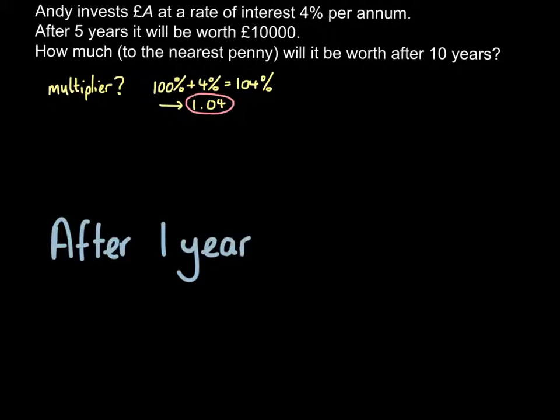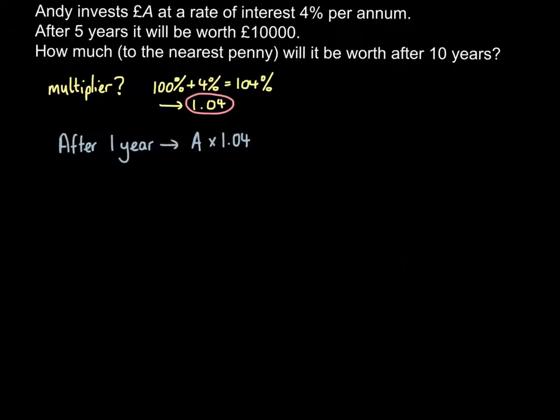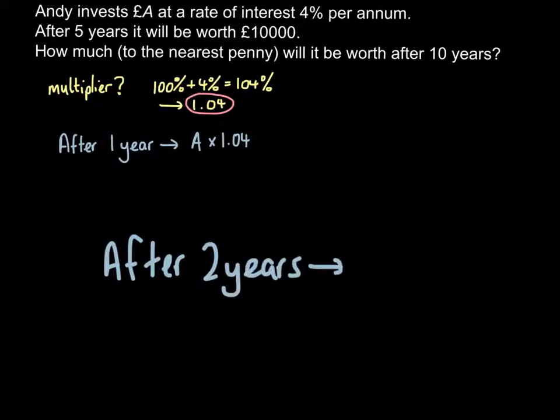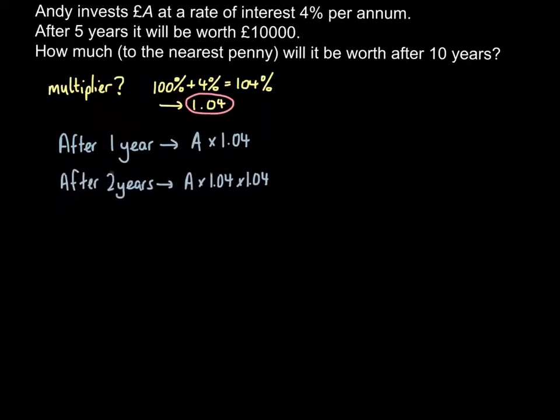Before we jump straight into this, I just want to look at how the pattern would build up. You'll see why now. After 1 year, Andy would have had his investment of £A in the bank, and then that would be increased by 4%. So after 1 year, he'd have A multiplied by 1.04 in his bank account. After 2 years, he'd have the A multiplied by 1.04 that he has after the first year, and then that would be increased by 1.04 as well. So after 2 years, he's going to have A times 1.04 times 1.04.